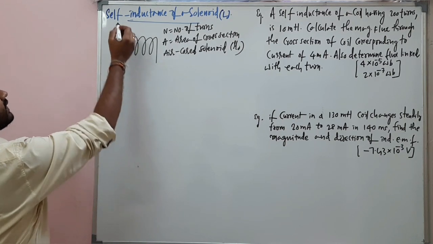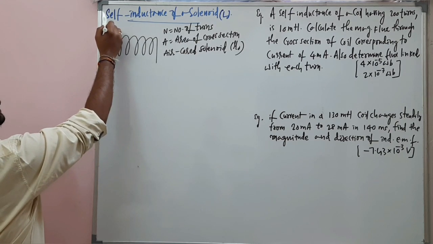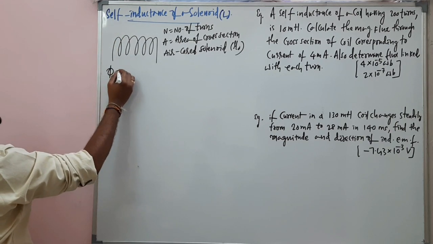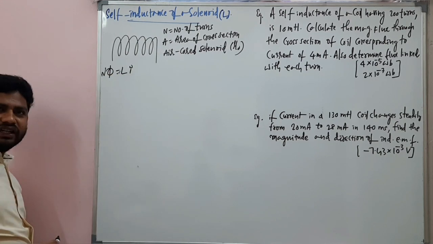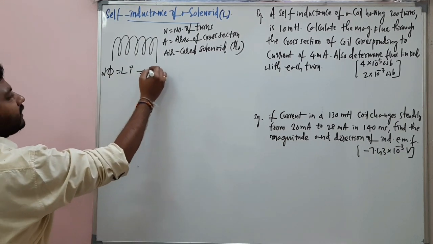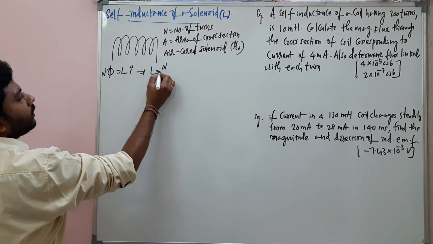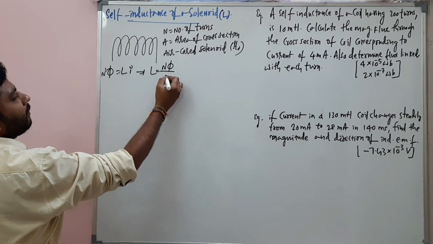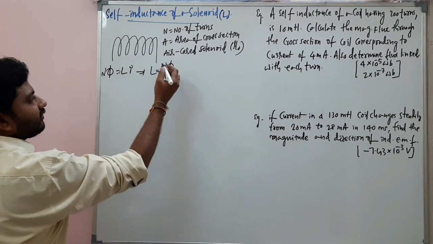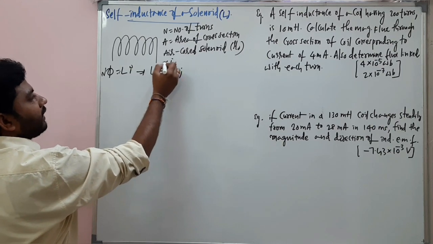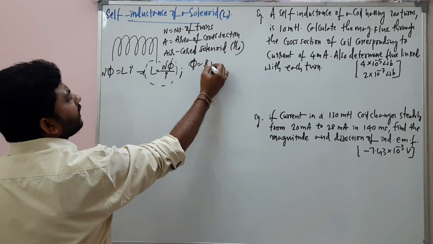Now, let us understand the self-inductance. We know phi is equal to L into I. When there are N number of turns, it is N phi is equal to L into I. So from here, L is equal to N phi divided by I. What is this phi value here? This is what our aim is to find. This phi value is equal to B into A.